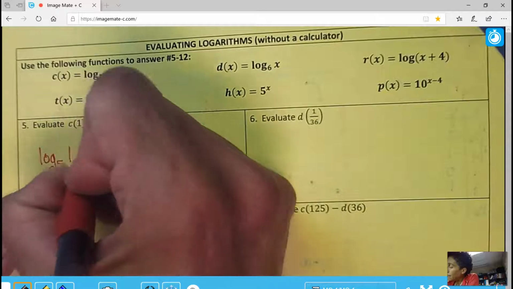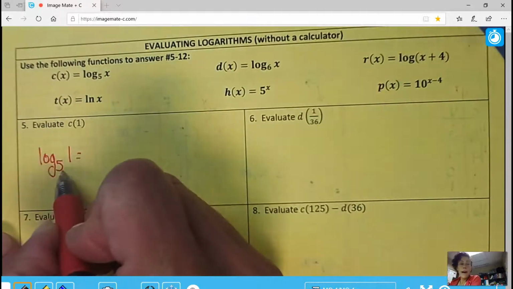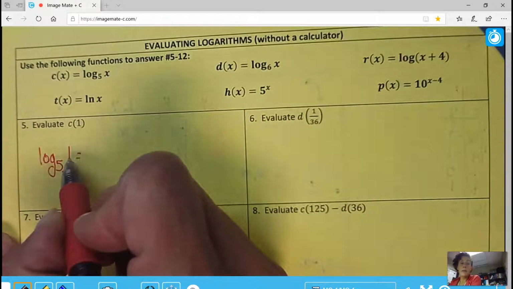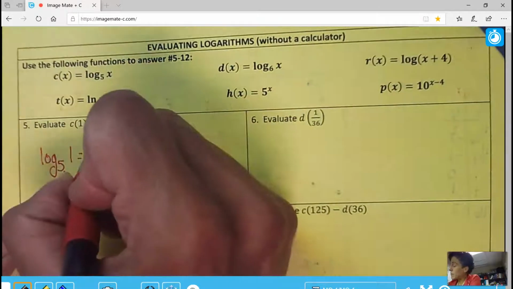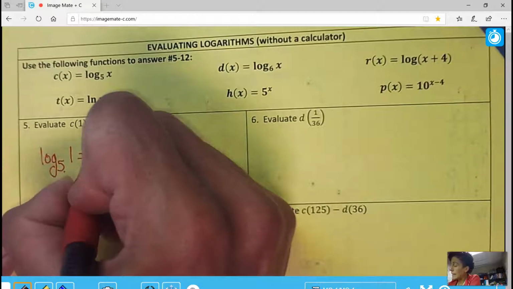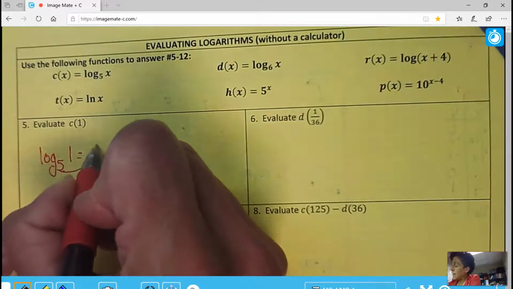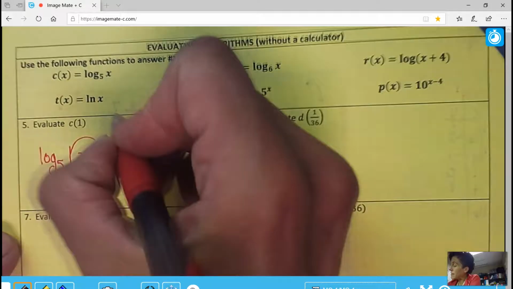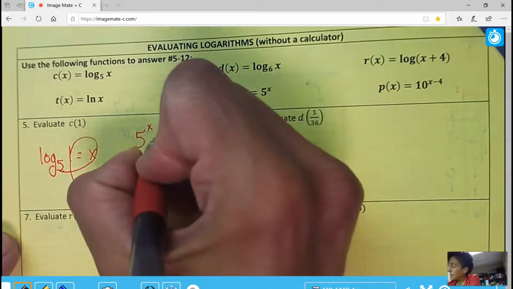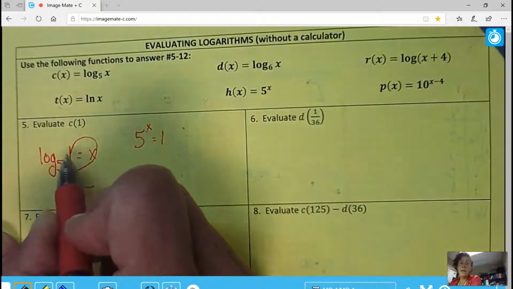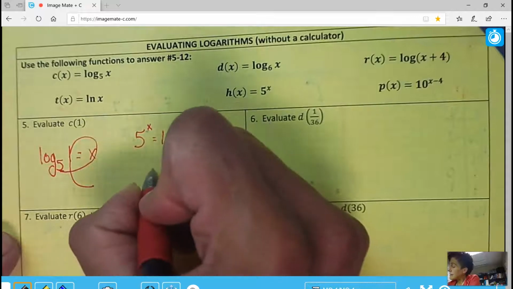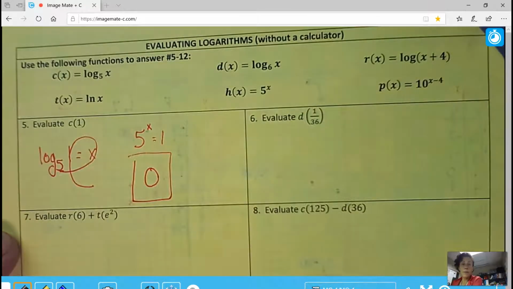So what I need to figure out is 5 to the what power makes 1. Because remember, this is what I'm trying to solve for. I could put a little x there. And we showed you this e, make an e out of it. 5 to the what power makes 1. So this is essentially what I'm asking myself. 5 to the what power makes 1. And in this case, 0 powers make 1.